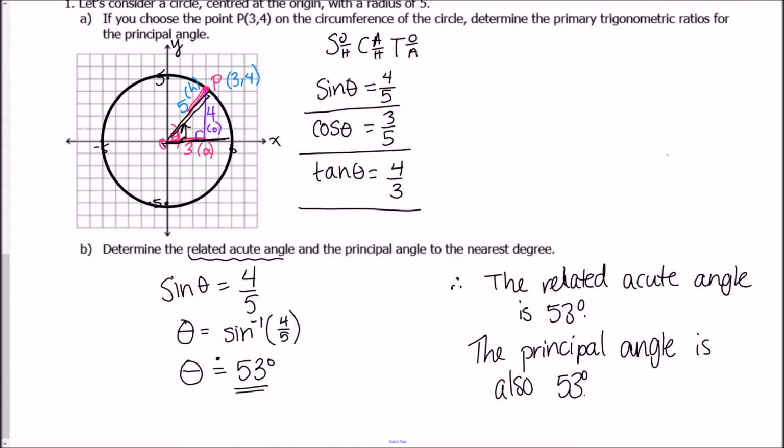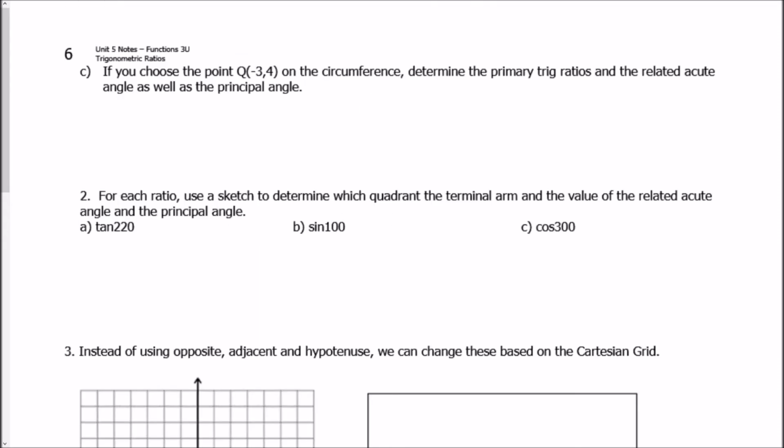Okay, so now this time, question C says if you chose the point (-3, 4) on the circumference, so I'm just going to draw a rough sketch of it so I don't have to keep going back and forth. If I were to choose the point (-3, 4), then this would be my point right here. This is what my triangle would end up looking like. This has a length of 3, but the coordinate itself is -3, so we'll say that it's -3 here. We have a height of +4. So it's the same idea, except now we're in quadrant 2 instead of quadrant 1, and we're still going to use SOHCAHTOA.